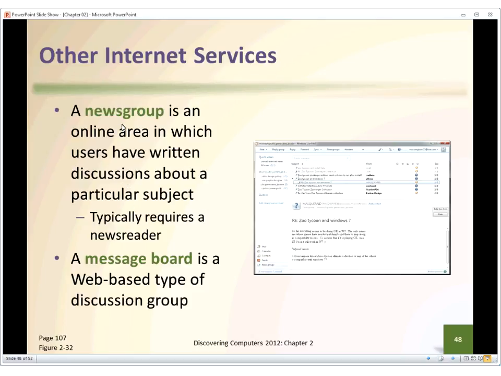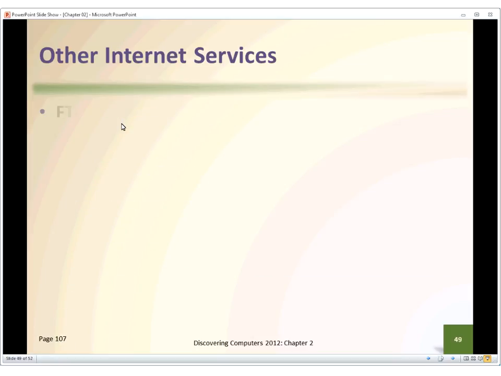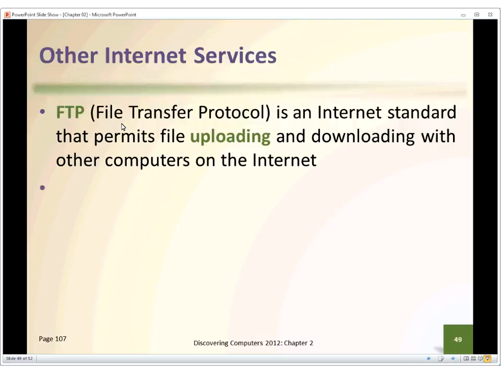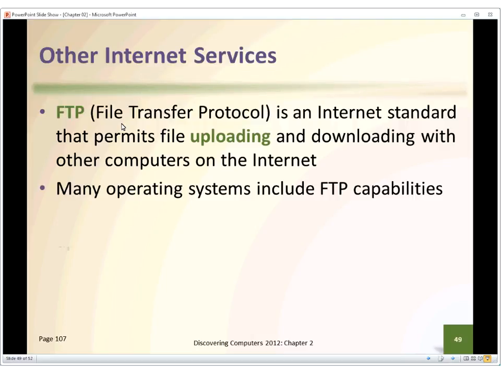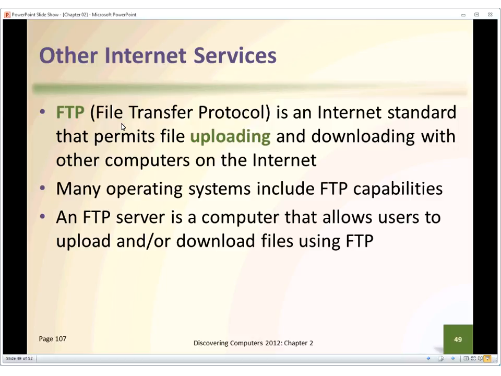A couple of last services that are mentioned that you should be aware of. FTP is File Transfer Protocol. That's the second most popular, or oldest, application after email, because people wanted to share files and documents. It's a standard that permits file uploading and downloading with other computers on the internet. Many operating systems already include FTP capabilities. An FTP server is a computer that allows users to upload and download those files using FTP.